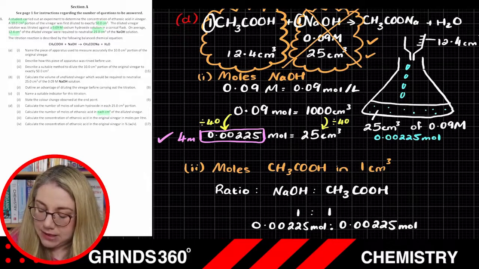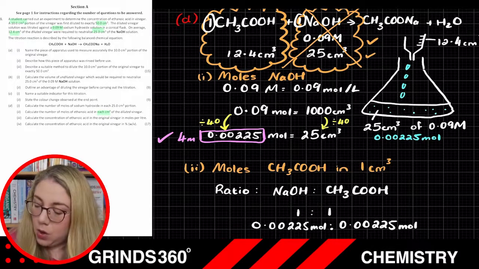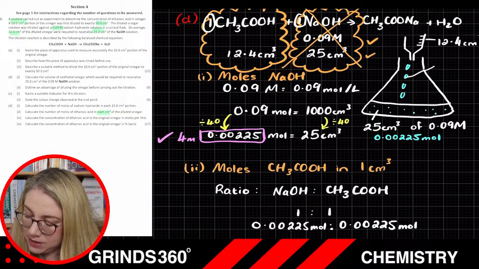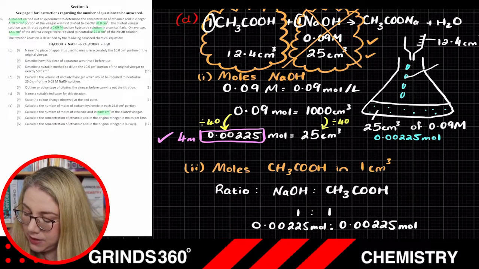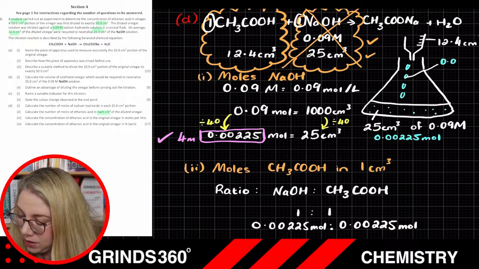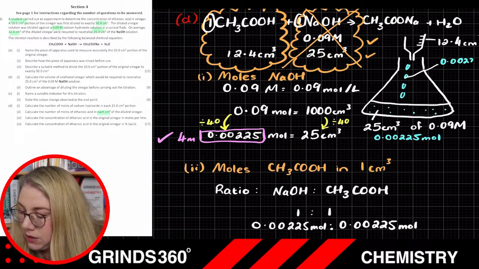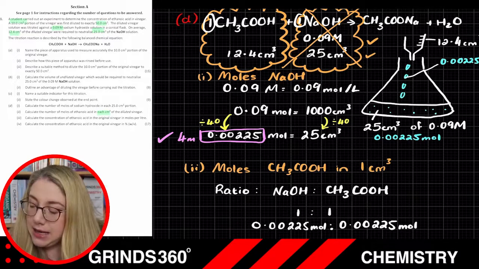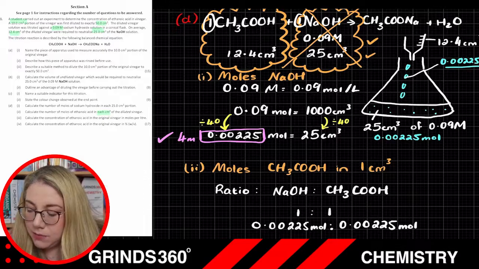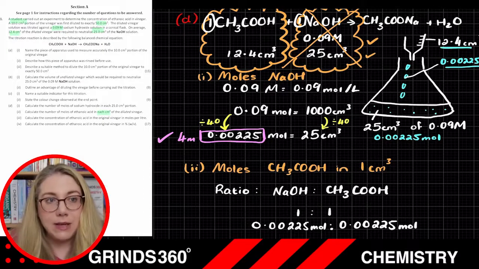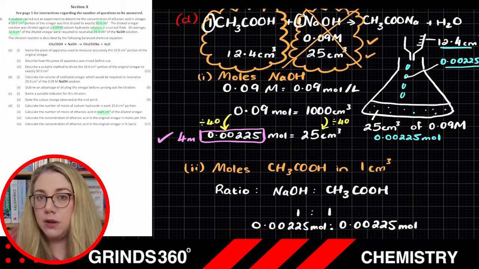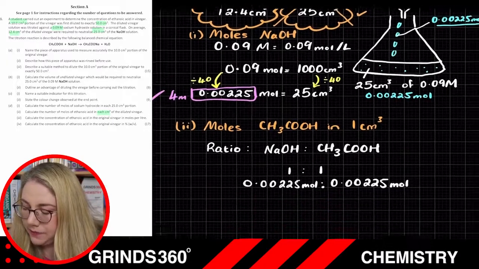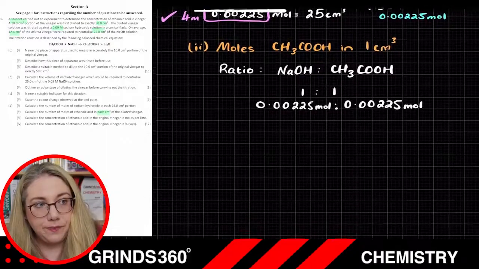Now up here, let's look back up at the conical flask. When the ethanoic acid is added in, the amount of liquid that's added in, there is 0.00225 moles of the ethanoic acid. Now, in order for us to add that number of moles of acid, that's the volume that was added to give us that number of moles. Therefore, we now know what concentration is. So let's move that down.